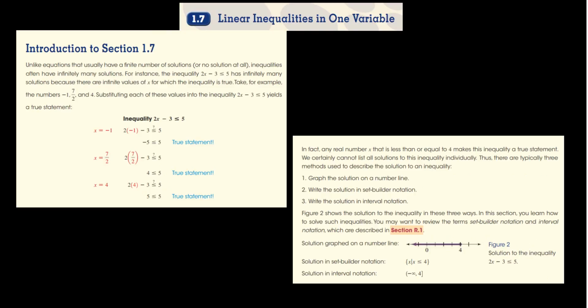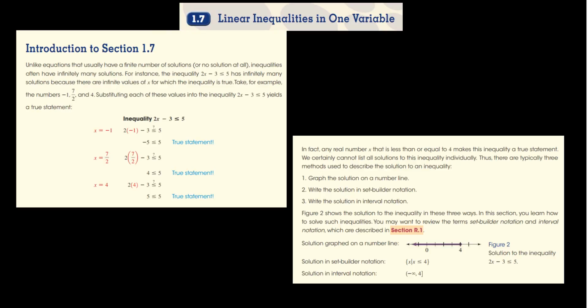So this sentence says we cannot list all solutions to the inequality individually, right? All the values that satisfy that inequality, 4, 3, 2, 1, 0, -1, -2, -3, all the way to negative infinity. And of course, every fraction in between two numbers, like a half, a third, a fourth, all those numbers between 0 and 1, are also included. So we can't list every single possible solution. We have to write our solution in one of two ways, and we'll see down here.